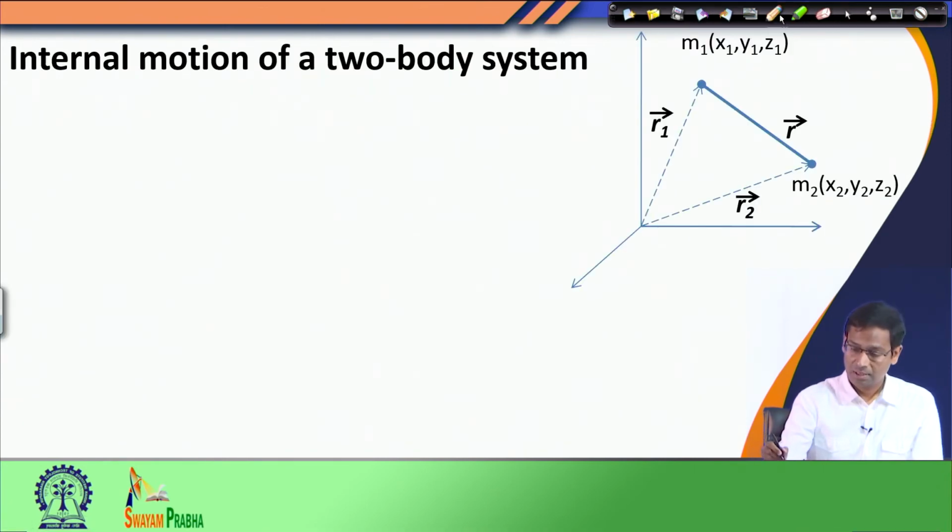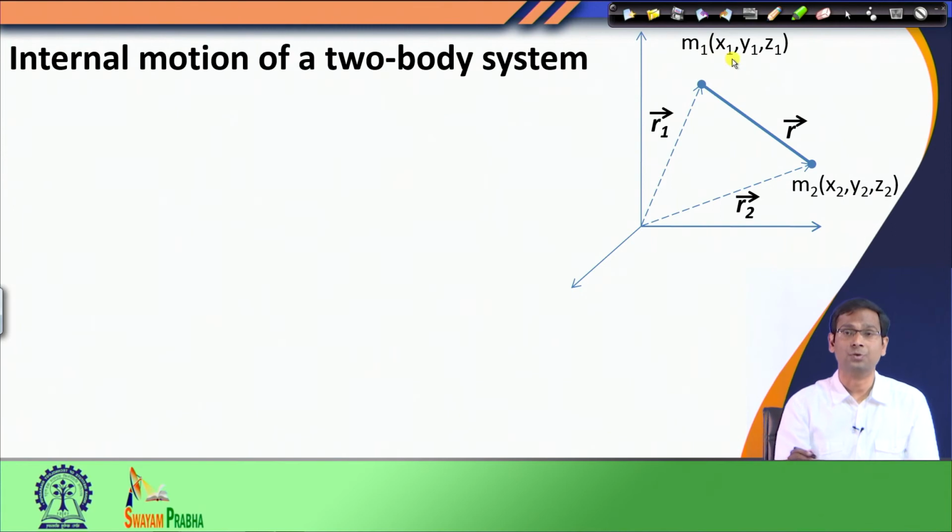We would now discuss the internal motion of a two body system. Suppose I define a two body system with mass m1 and mass m2. Mass m1 occupies the Cartesian space of x1, y1, z1, m2 occupies the space x2, y2, z2. I can define the position of mass 1 and mass 2 in terms of two position vectors r1 and r2, and the vector connecting mass 1 and mass 2 is defined by another displacement vector r.